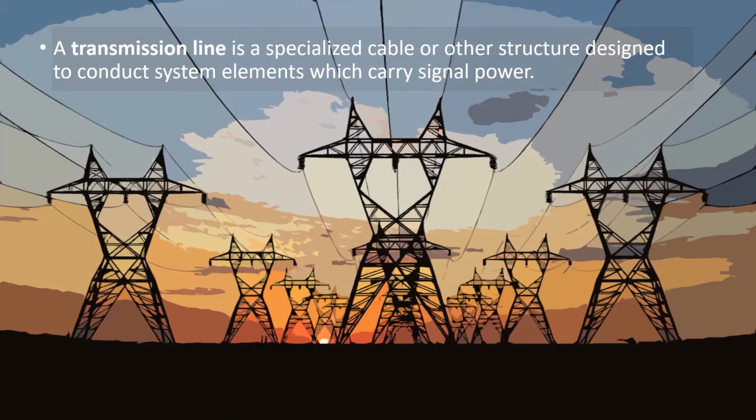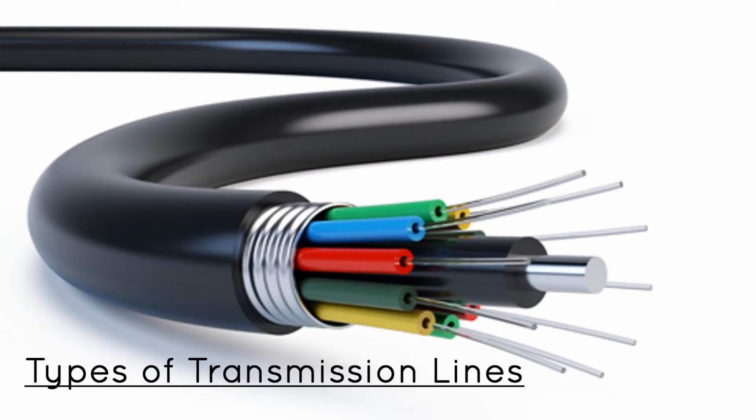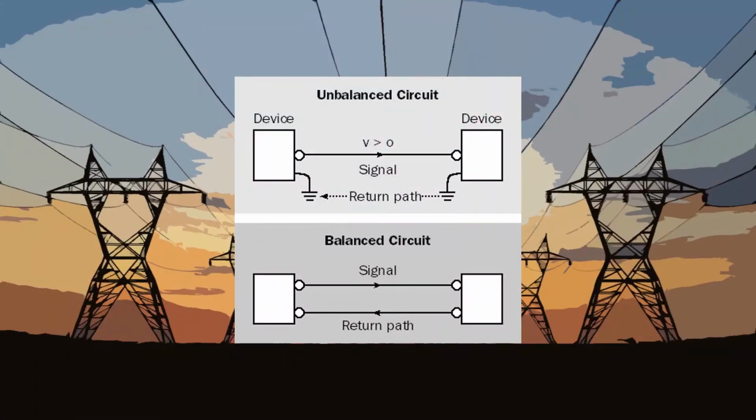A transmission line is a specialized cable or other structure designed to conduct system elements which carry signal power. It is also a means of conveying information from one point to another. There are two types of transmission lines, the unbalanced circuit and the balanced circuit. The balanced circuit has no grounded path, while the unbalanced circuit has one path being grounded.